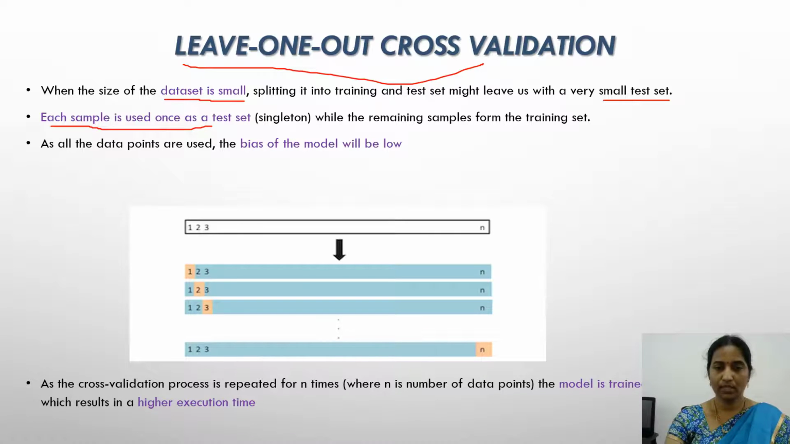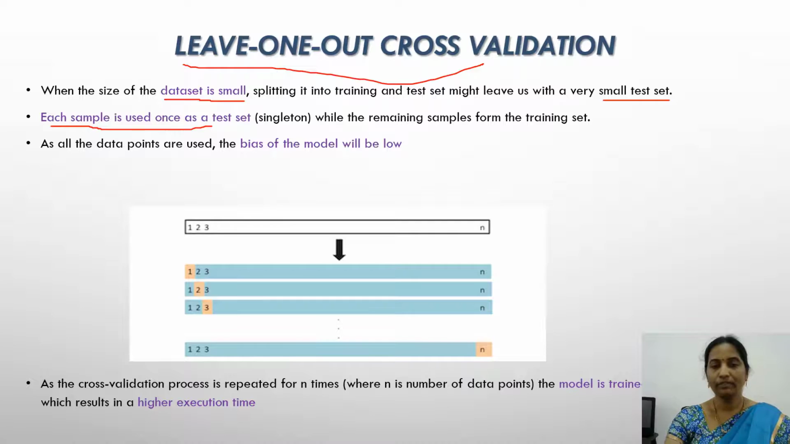Then we use the first sample as a test sample, and we get the performance of the model. Similarly, we reserve the second sample, train the model on the other samples, and test the performance of the model on the second sample. And we repeat this for every sample. So here we are leaving one sample out, and we are testing the performance of the model on the sample that is left out. That is why it's called leave one out cross validation.